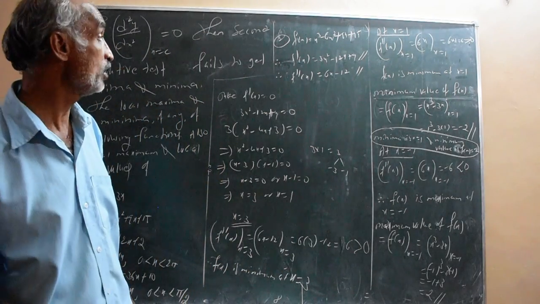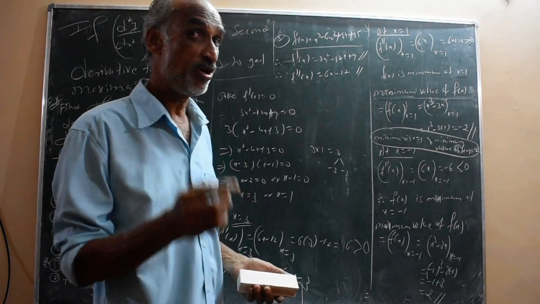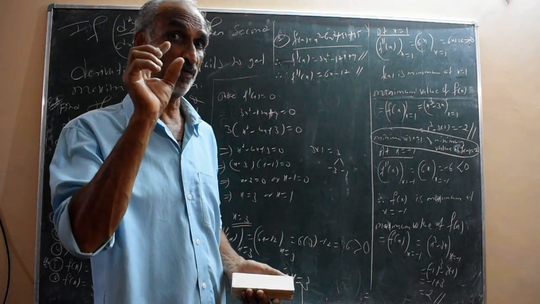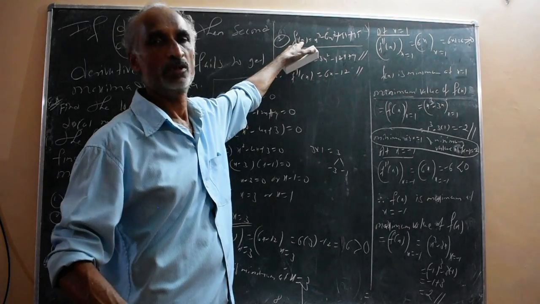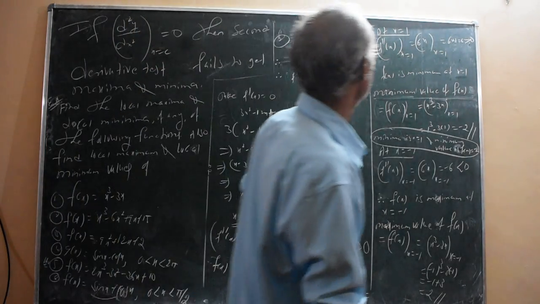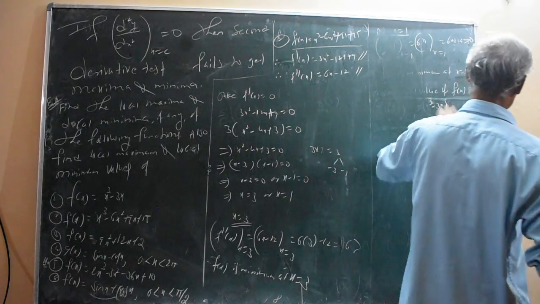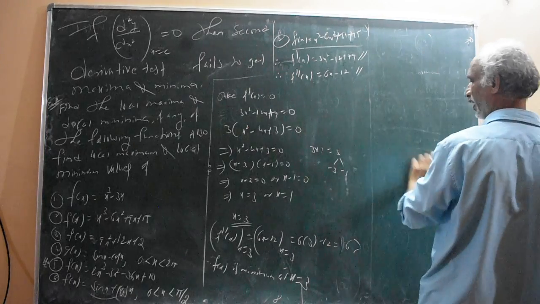How to get a minimum value? In f of x, take x is equal to 3. Minimum value of the function. Look at the statement: minimum value of the function. Function is f of x. Therefore, f of x is minimum or maximum. Therefore, in f of x, take x is equal to 3. Minimum value of the function.